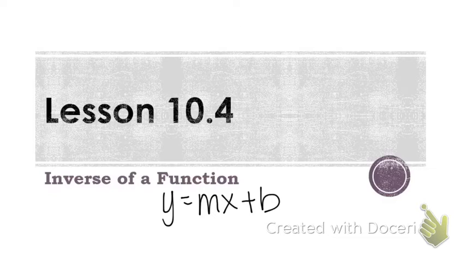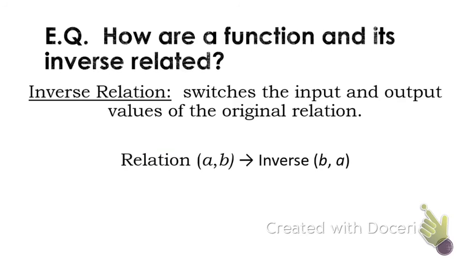Replace y with f of x. Remember, y and f of x are the same thing. They're interchangeable. So by removing the y and plugging in f of x in its place, you have just written the linear equation as a linear function. So the essential question today says, how are a function and its inverse related?